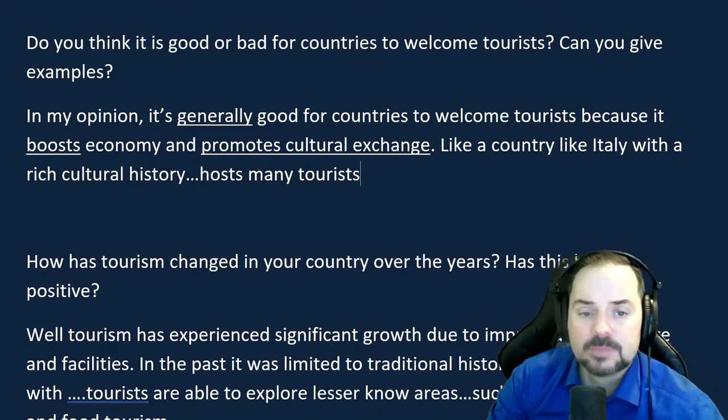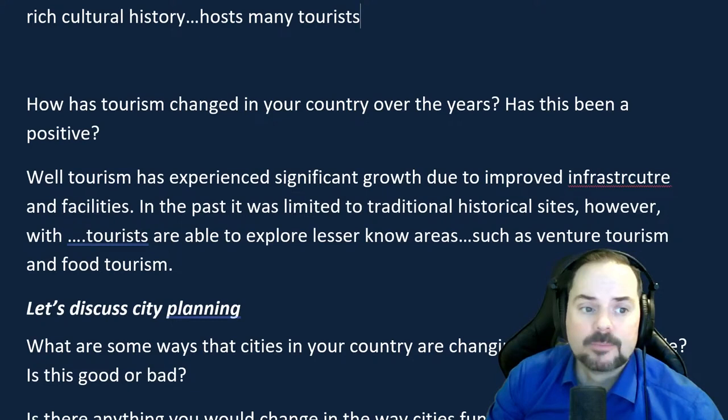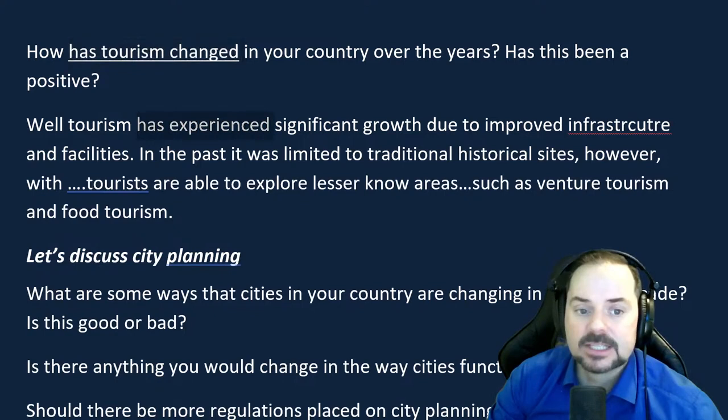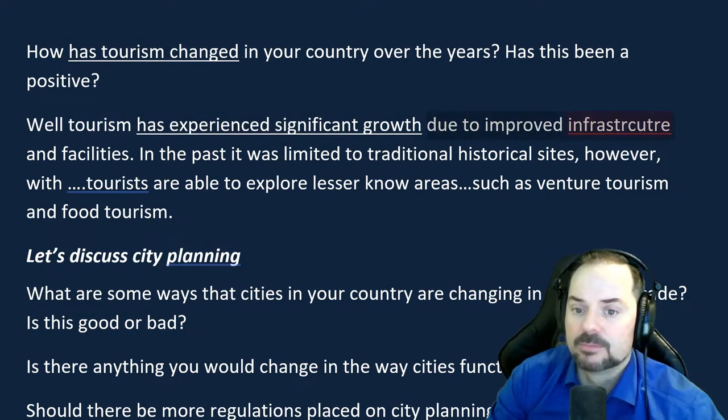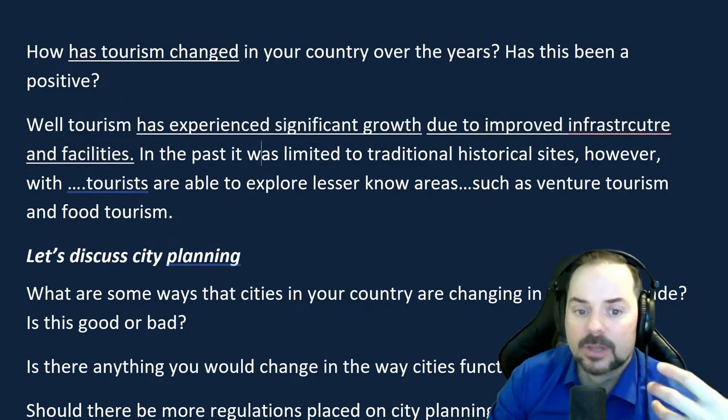Okay, same thing. Next question. Present perfect. Tourism changed. Your answer reflected present perfect. You said has experienced significant growth. So not only are you using present perfect, but you're giving good detailed information, right? And then again, complex sentence, due to improved infrastructure and facilities. And then you said in the past it was limited to more traditional sites, like visiting the Colosseum. However, now tourists explore lesser known areas such as adventure tourism and food tourism.